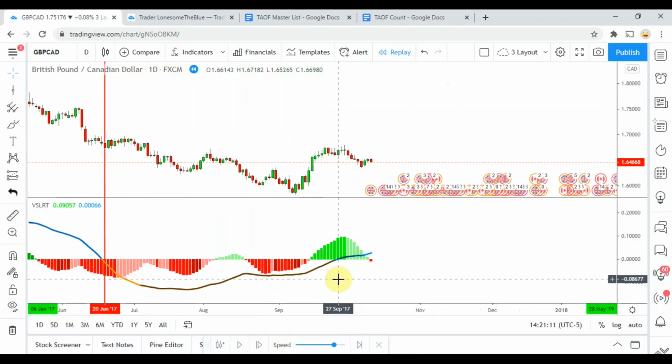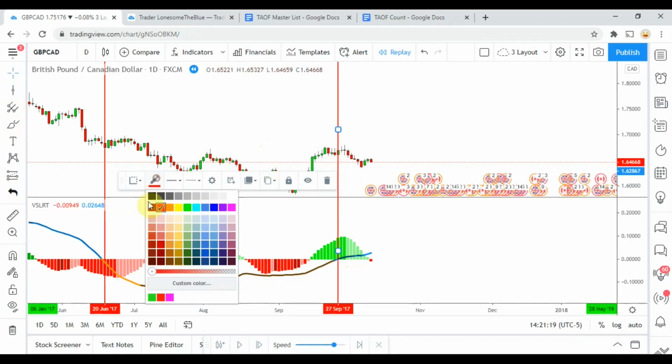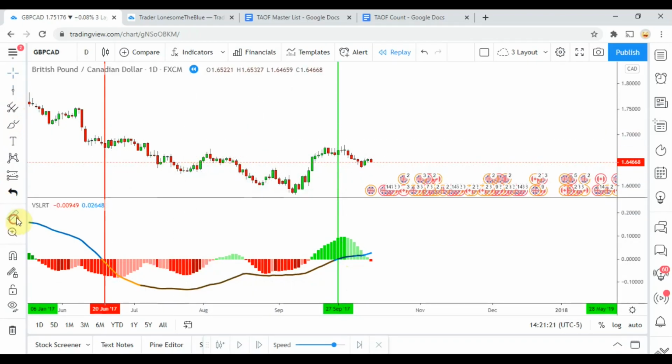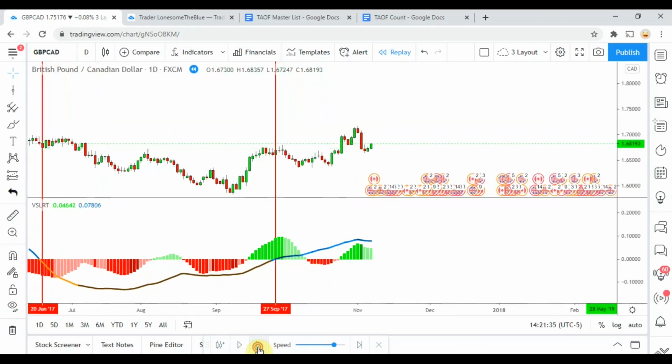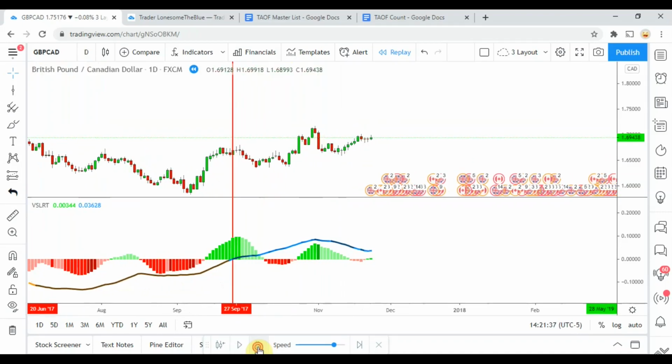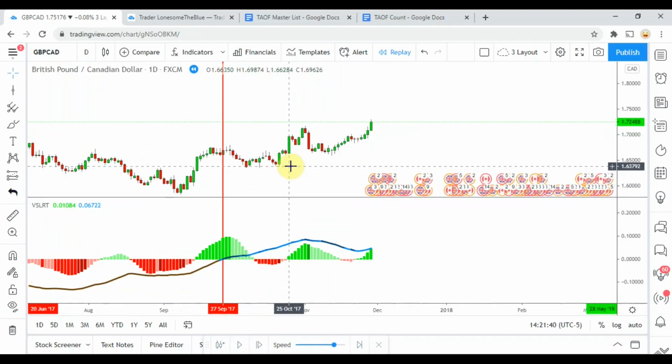And we pick up a long signal for just a second. Right about there. And almost immediately it falls out on us, stopping us out. Go ahead and continue on here.